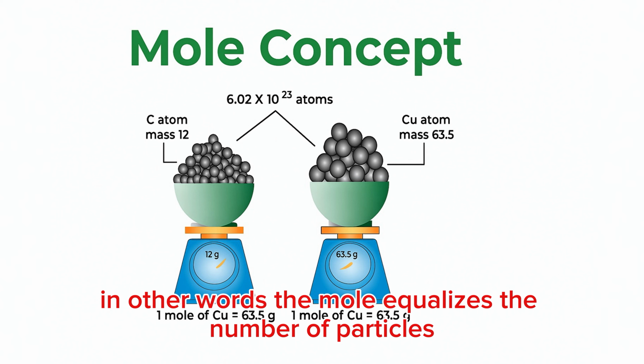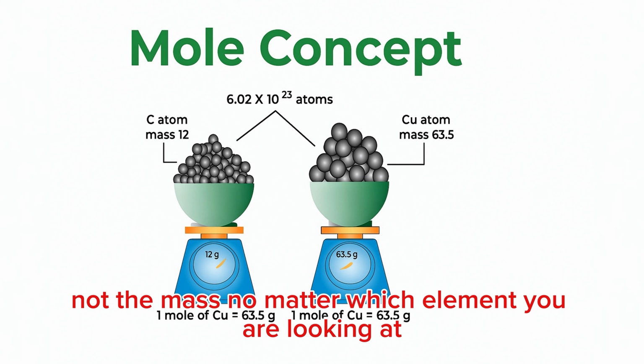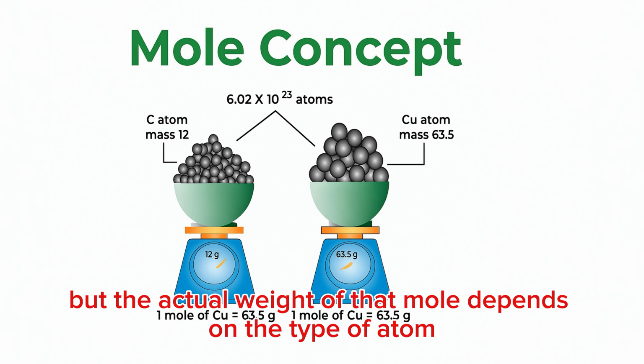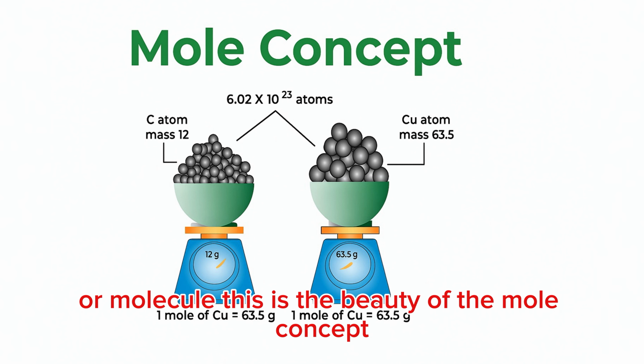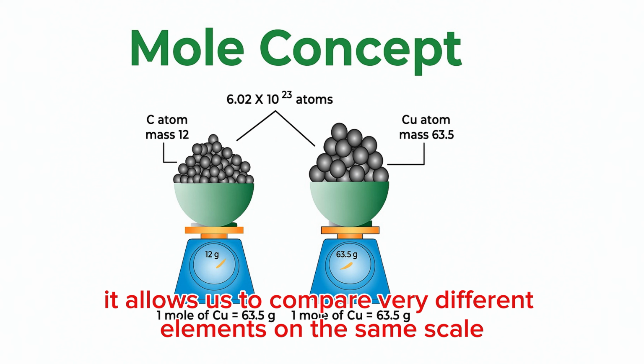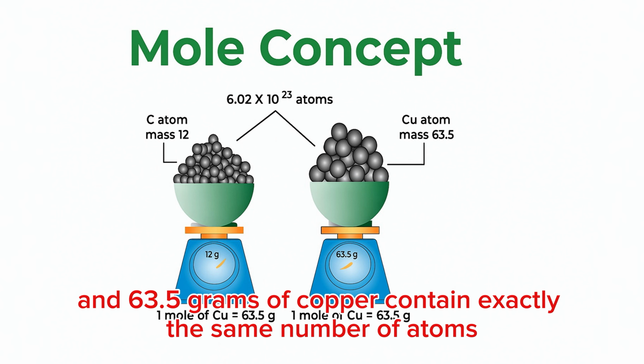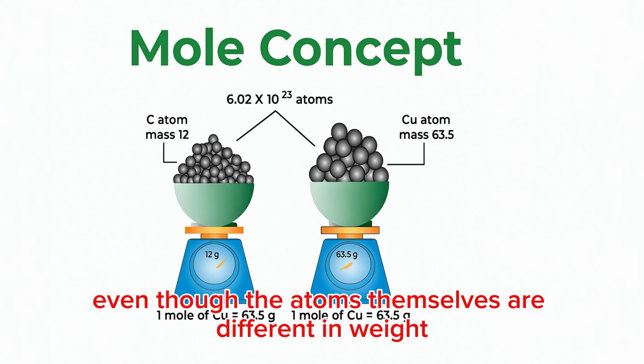In other words, the mole equalizes the number of particles, not the mass. No matter which element you are looking at, 1 mole always contains 6.02 times 10 to the power 23 particles. But the actual weight of that mole depends on the type of atom or molecule. This is the beauty of the mole concept. It allows us to compare very different elements on the same scale. Using moles, we can say that 12 grams of carbon and 63.5 grams of copper contain exactly the same number of atoms, even though the atoms themselves are different in weight.